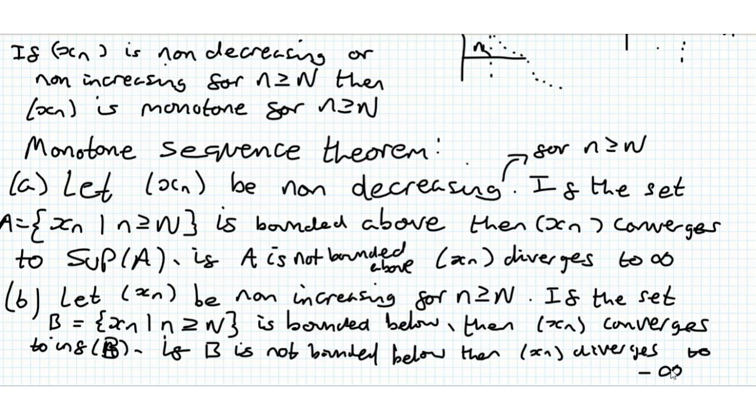Okay, so you can see now, if we can identify that a sequence is monotone from some integer N, to see if it converges or diverges to infinity, we don't have to do some of the more complicated tests we've been doing in the last couple of videos. We can just check if the set that we've stated here, these sets A and B, depending on which case we're looking at, are bounded or unbounded, and then that tells us what we want to know about whether xn converges or diverges.